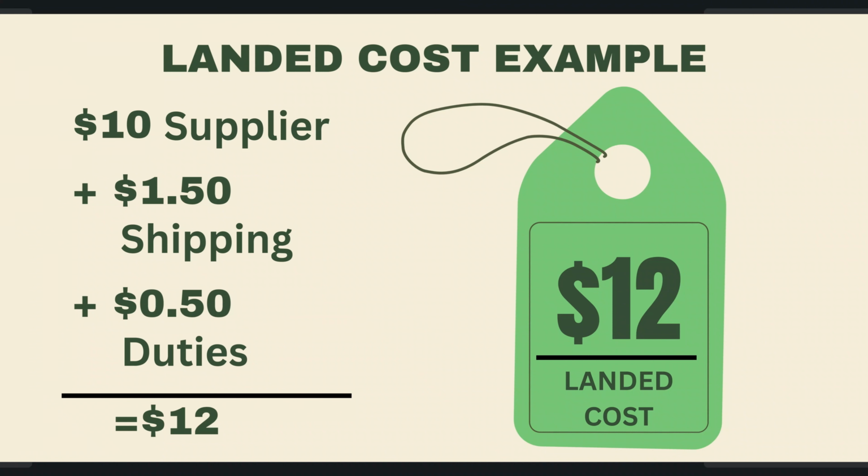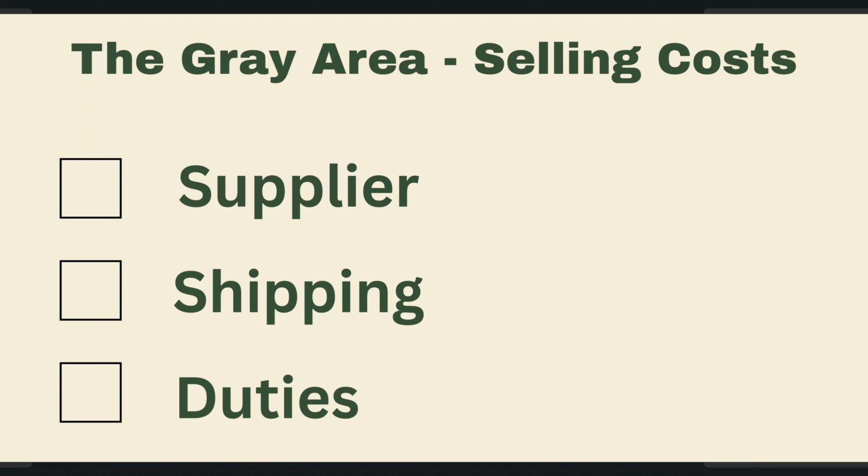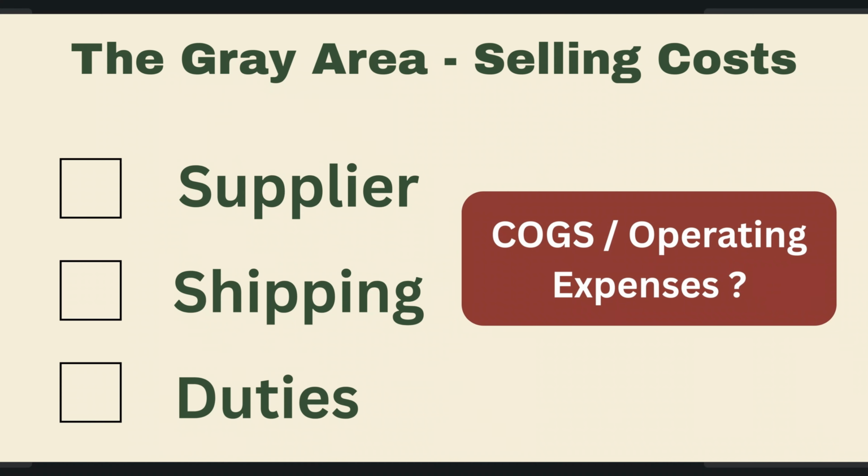Now comes the tricky part, the extra cost you face when you actually sell a product. Should this be included in cost of goods sold or kept separate as operating expenses? This is where opinions differ, and even accounting rules vary. But let's look at the three most common costs.